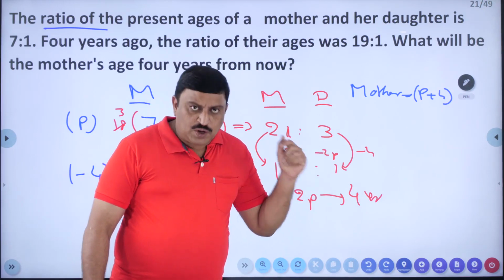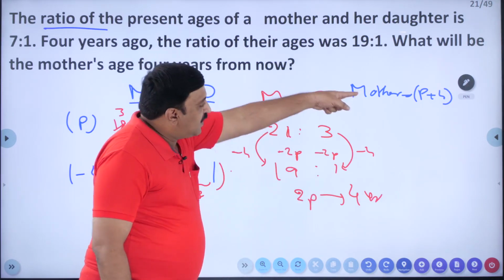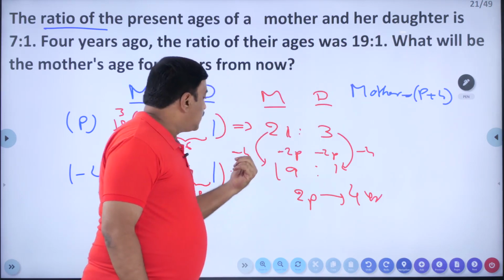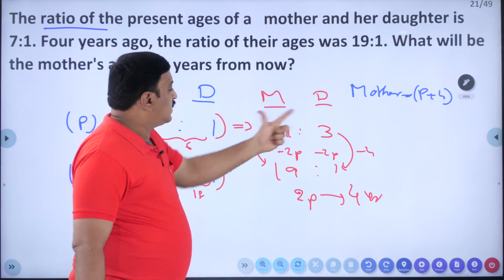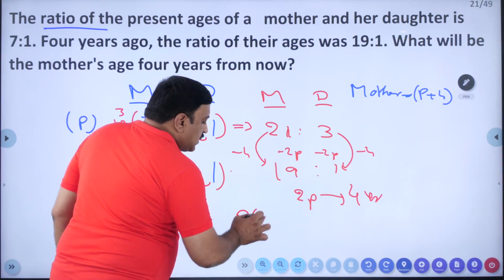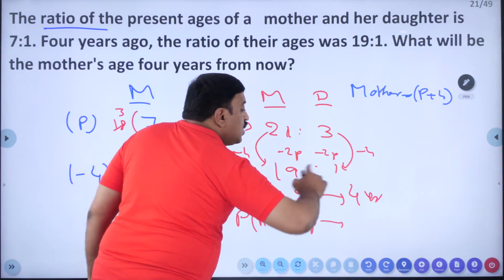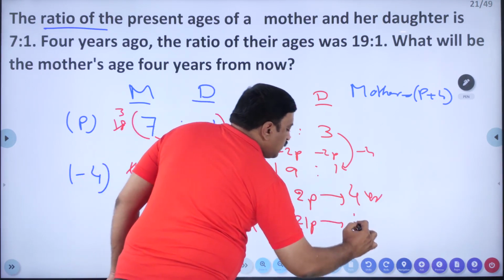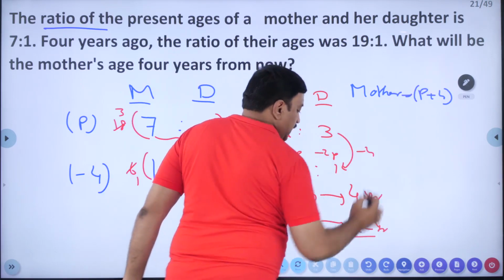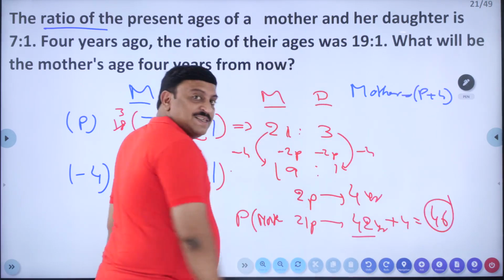Now what do you need? The daughter? No, the mother. From present we have to go after 4 years. First of all, present is how much? Present mother is 21 parts. 21 parts means, 2 into 2 is 4, so 21 into 2 is 42 years. Present mother is 42, but we need after 4 years. So 42 plus 4, that is 46.